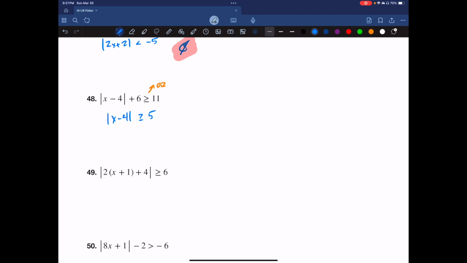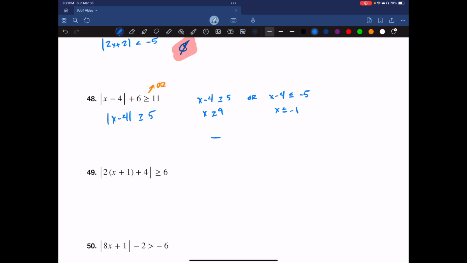Okay, so for this one, this is going to be x minus 4 is greater than or equal to 5, or x minus 4 is less than or equal to -5. I don't have the compound inequality anymore, but this is how you write it. So x is greater than or equal to, I'm going to add the 4, so this is going to be 9. x is less than or equal to, I'm going to add the 4, that's going to be -1.